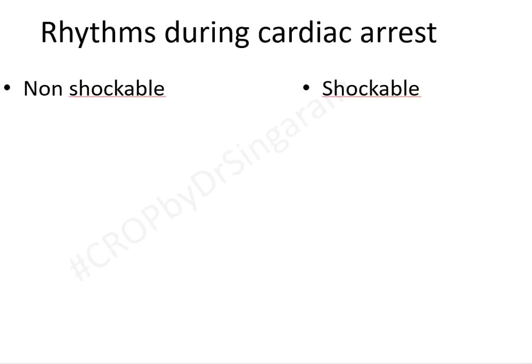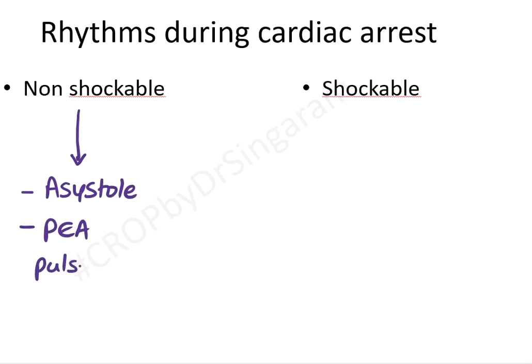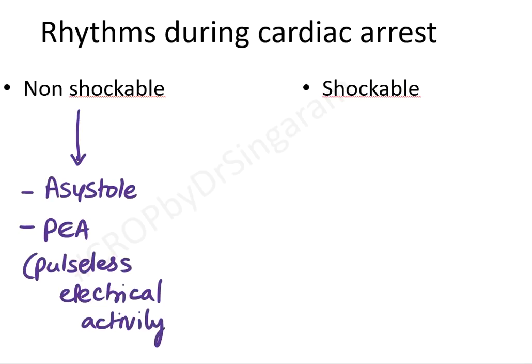Now, when we talk about ECG rhythms during cardiac arrest, we can divide them into non-shockable and shockable rhythms. For non-shockable rhythms, you cannot deliver any type of shock. You just have to continue the CPR or give adrenaline. Examples of non-shockable rhythms are asystole, which is given in the question, and second is PEA, pulseless electrical activity. There may be some activity in the heart, but there is no pulse or heart rate. Both these are non-shockable. You cannot give shock or defibrillation in these cases.